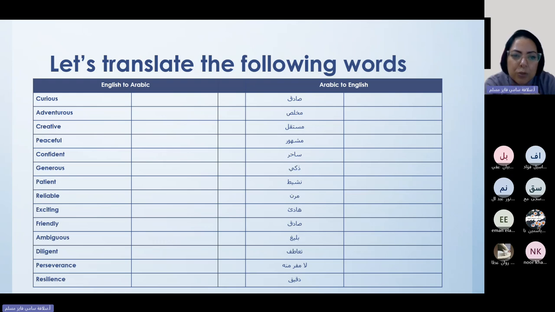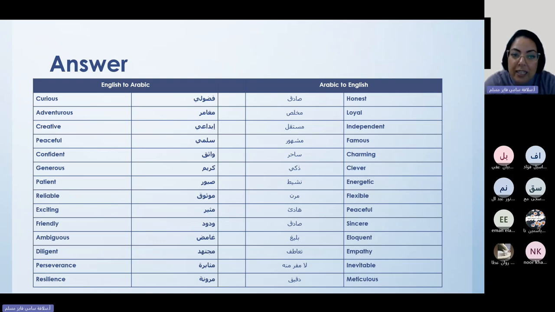Independent, مستقل. Yes. Famous, or popular. Charming. Okay. So yes, most of you got it right. So فضولي, مغامر, إبداعي, or ملهم, سلمي, or peaceful. This is سلمي. Yes. كريم. واثق. Sorry, كريم. Honest, loyal, independent, famous, charming.